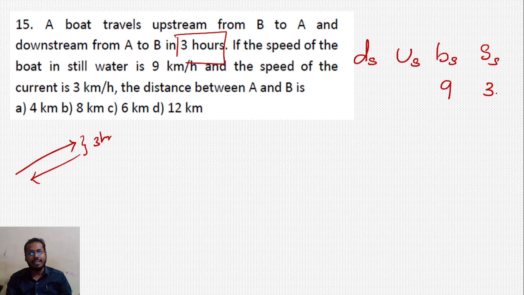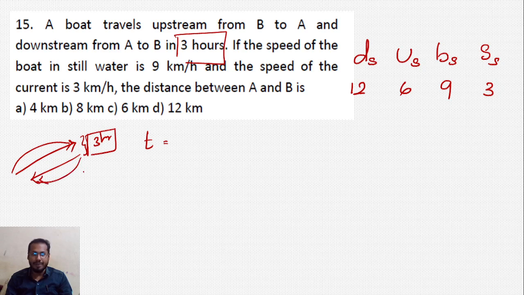Now using these two, I'm going to find ds and us. 9 plus 3 is 12, 9 minus 3 is 6. Right? Look at this. Time is a common time. This 3 hours is from A to B and B to A. The time from A to B and the time from B to A, the whole time is 3 hours. The same concept we are using in trains also.